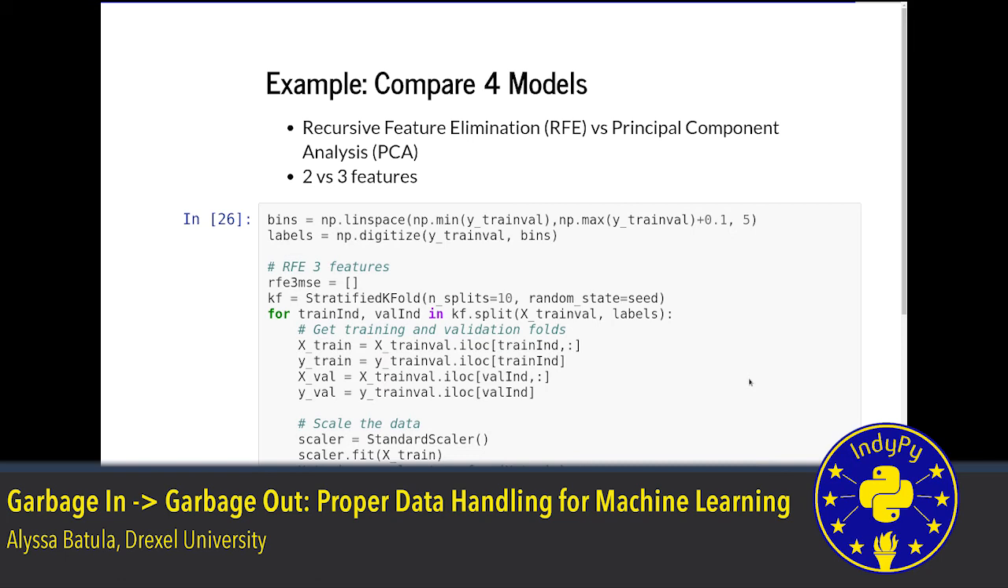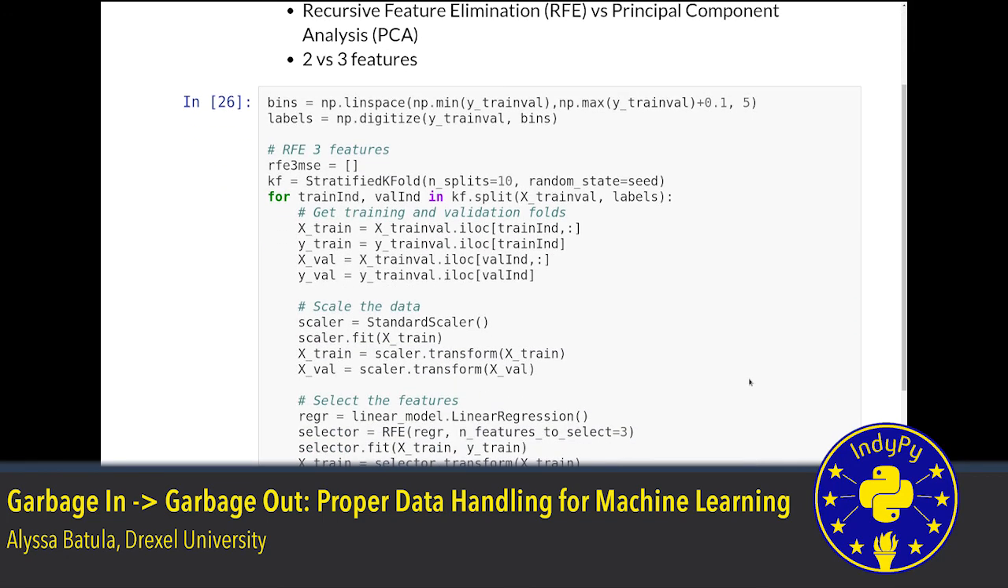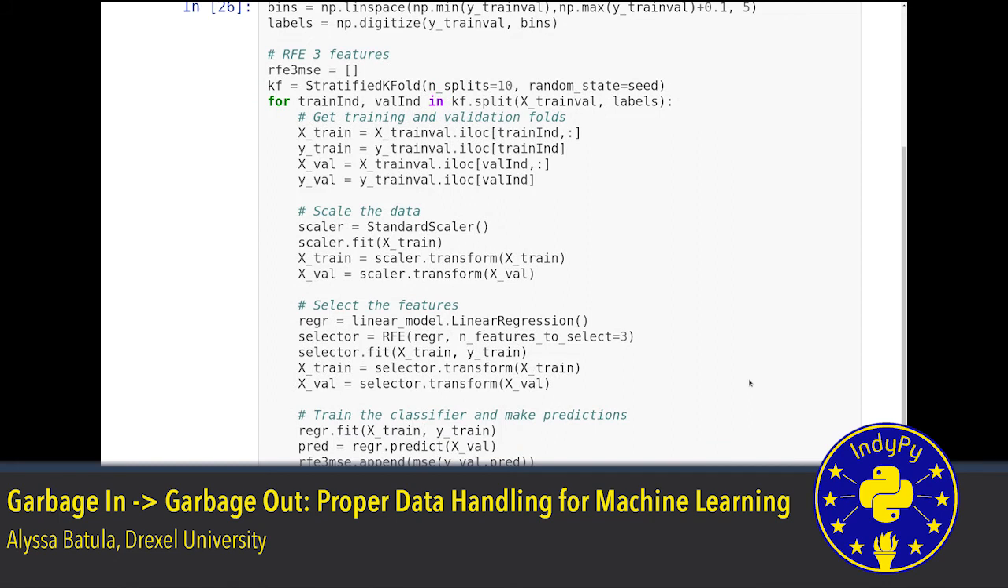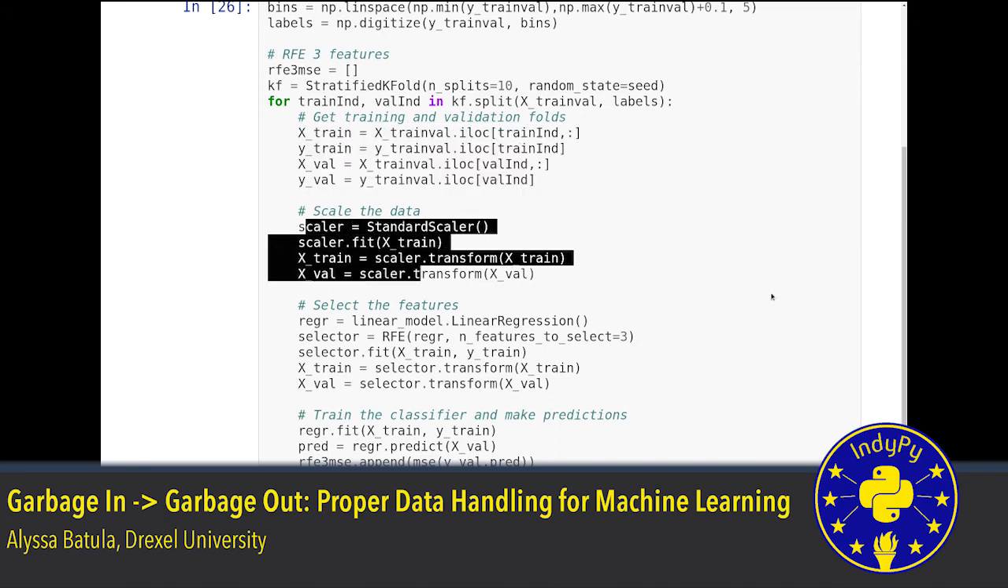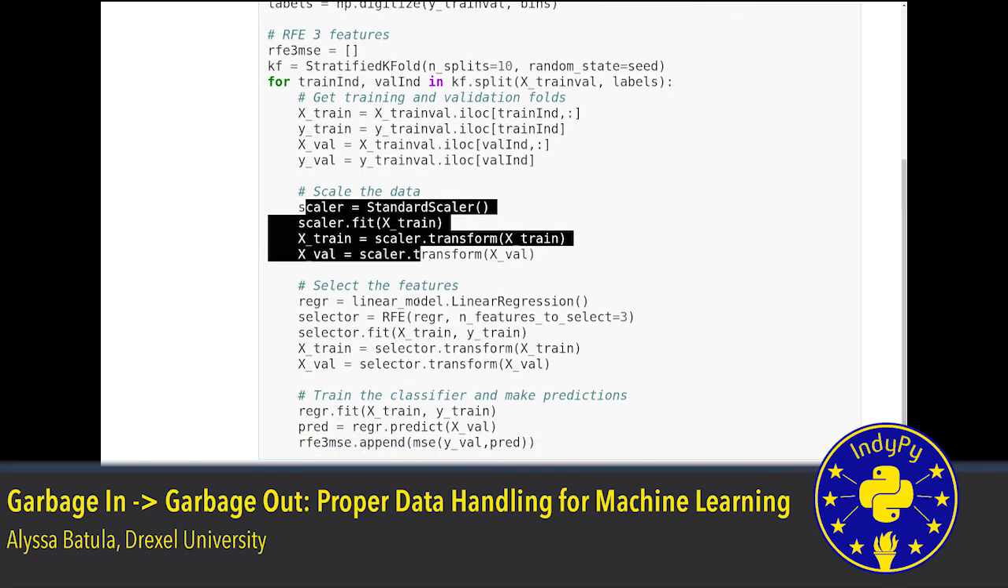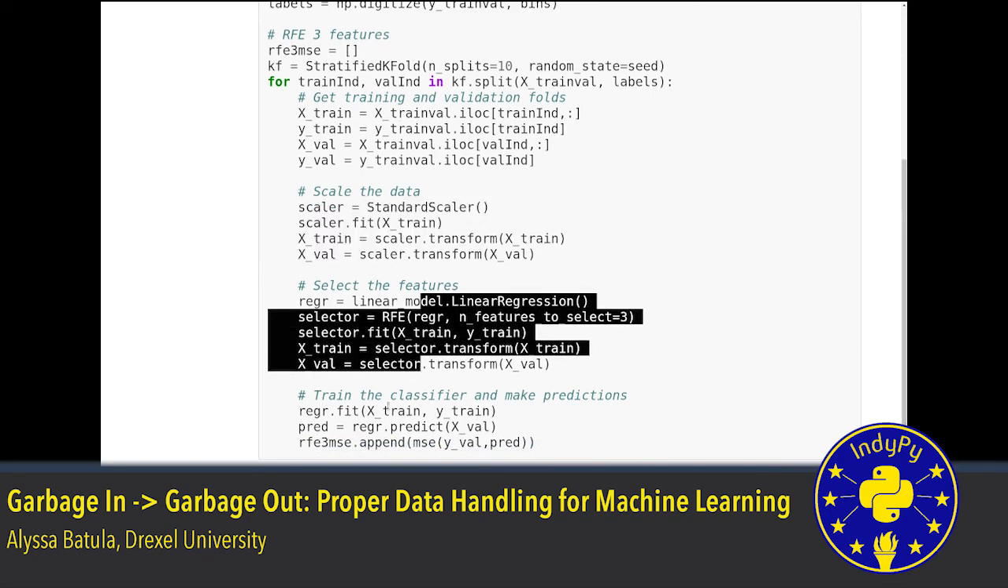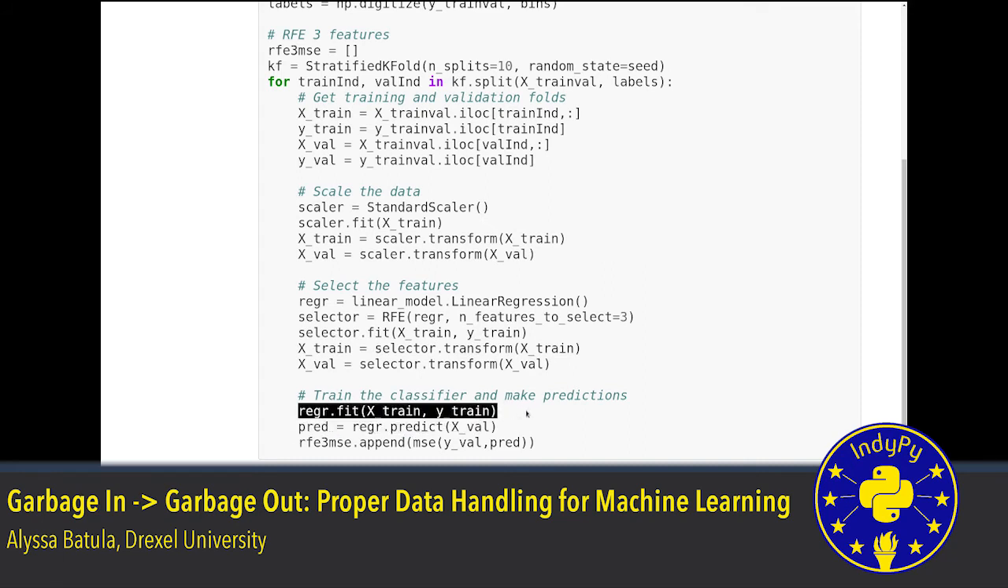The important part is we make our folds, we get our training and validation data, we do our scaling, we tell RFE to select our features, then we train the classifier on the training data, get the predictions it makes on the validation data, and compute the mean squared error between our predicted values and the actual values. We would do this for all 4 scenarios: RFE with 3 features, with 2 features, and then PCA with 3 and 2 features.